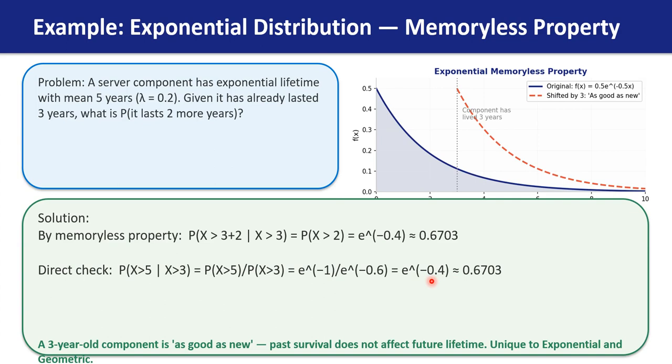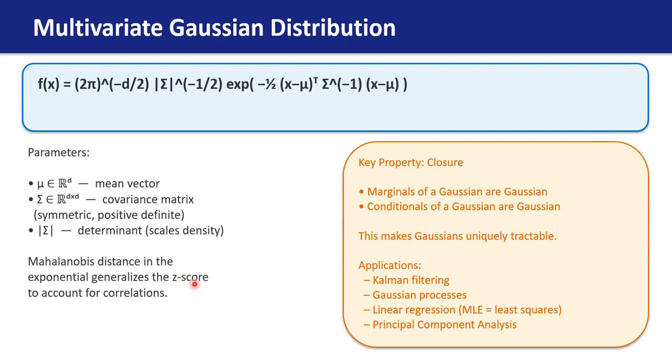A 3-year-old component is exactly as good as a new one. This is why we use the exponential for simple failure models. In reality, most things do wear out eventually, but the exponential is a good first model.